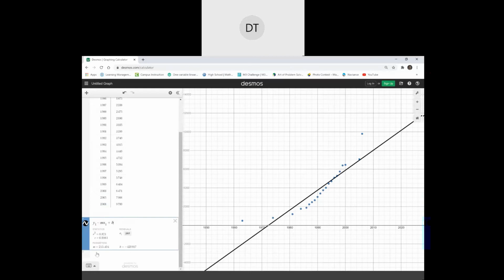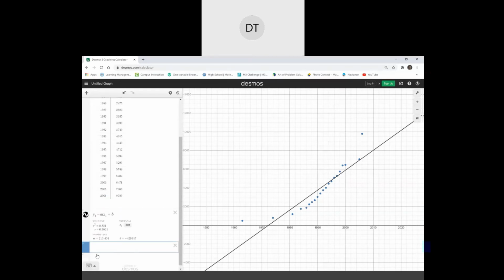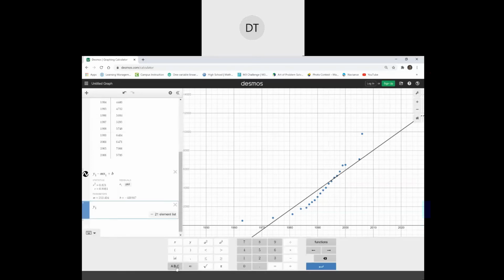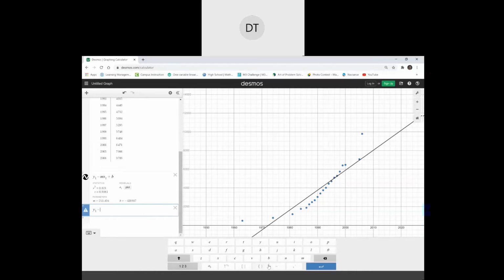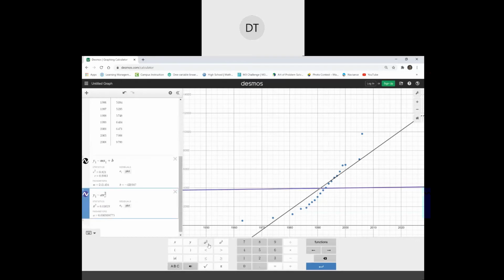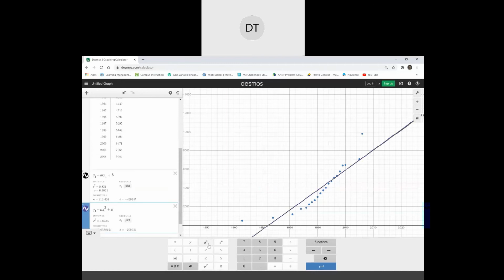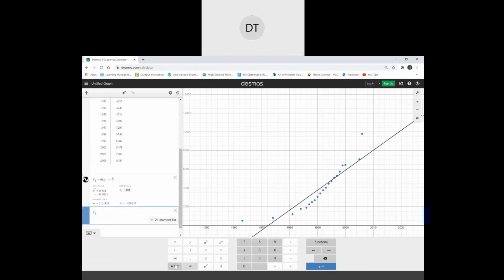So let's see if the quadratic is a little bit better. For the quadratic, y1, grab your tilde, and then ax1, we need to square it, plus bx1, rather, plus c. There we go. So the quadratic model is interesting, but let's just retype that. It disappeared.